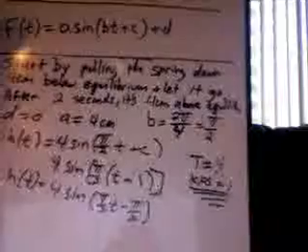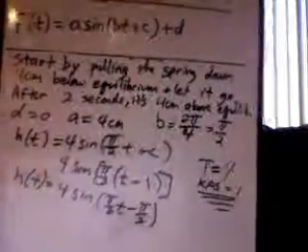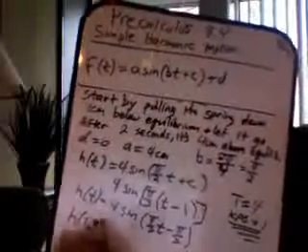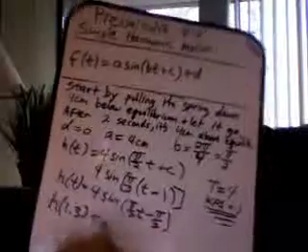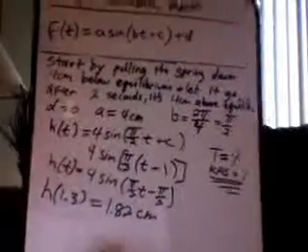Other things your book might ask you to do is graph this, and you guys know how to do that. You've done that a lot. They might ask you, how high will this thing be after, I don't know, 1.3 seconds? And all you do is plug in 1.3 for t. It's going to be something you want your calculator for. If you want to try this and check your answer against mine, you should get 1.82 centimeters. The fact that it's positive means that we're above equilibrium.